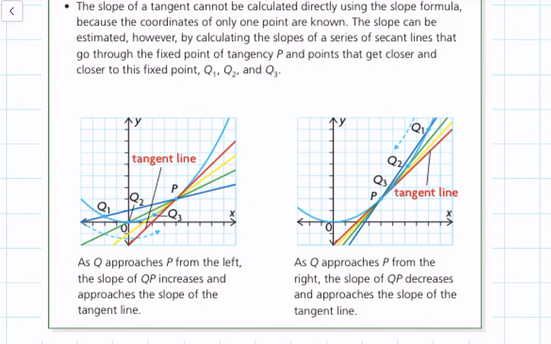So it can be calculated by using the slope of a series of secant lines that go through this fixed point of tangency P and get closer and closer and closer to this fixed point. So this might look complicated, but all they're doing, using Q1, Q2, and Q3, is they're going to find the slopes of these lines that are really, really close to our desired tangent line, and then we can average them out because we're using points that are both a little bit bigger and a little bit smaller than our desired tangent line.